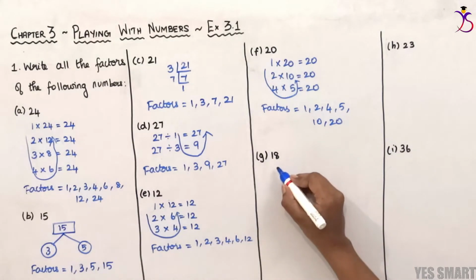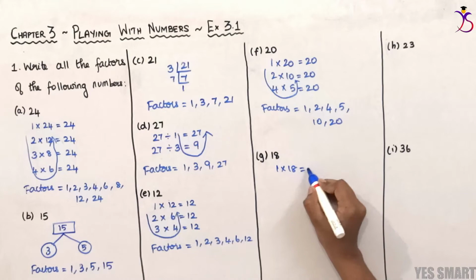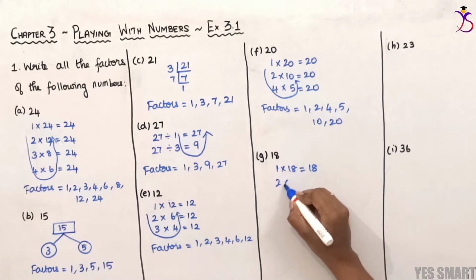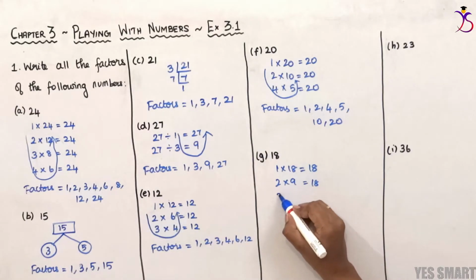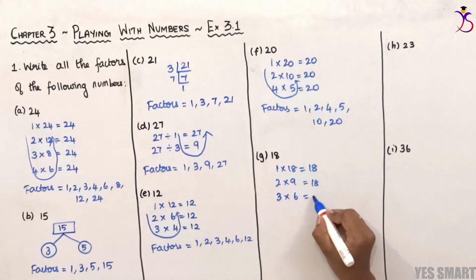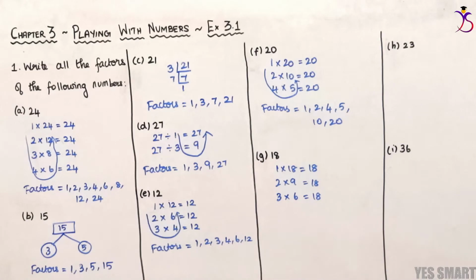G sum, we have 18. 1 into 18 equal to 18. After 1 we have 2. 2 nines are 18. Then we have 3. 3 6s are 18. After 3 we have 4. 18 is not divisible by 4.